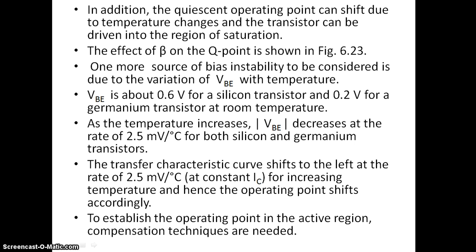For every 10 degree rise in temperature, the ICO doubles. Here the variation of VBE with temperature is that VBE decreases at the rate of 2.5 millivolt per degree Celsius. So the transistor characteristic curve shifts to the left at the rate of 2.5 millivolt per degree Celsius for increasing temperature, and hence the operating point shifts accordingly. To establish the operating point in the active region, compensation techniques are needed.